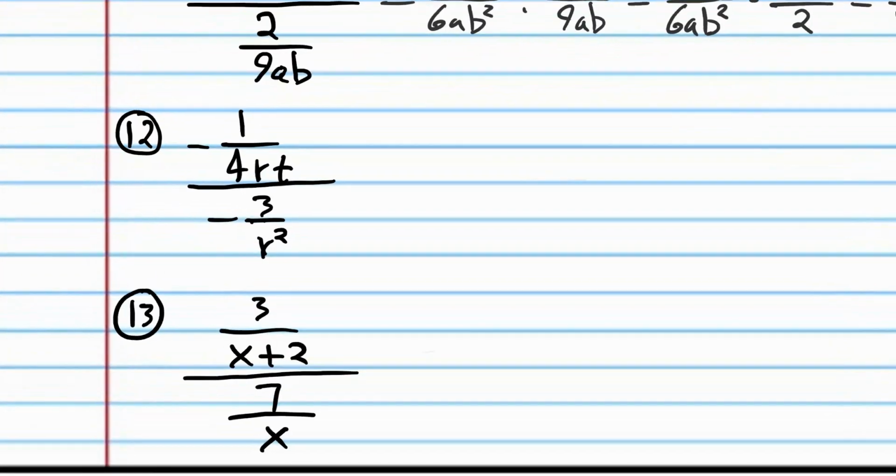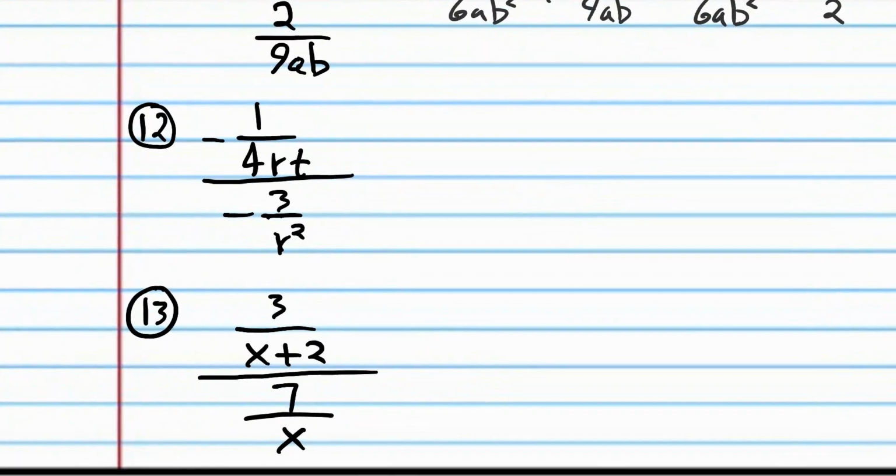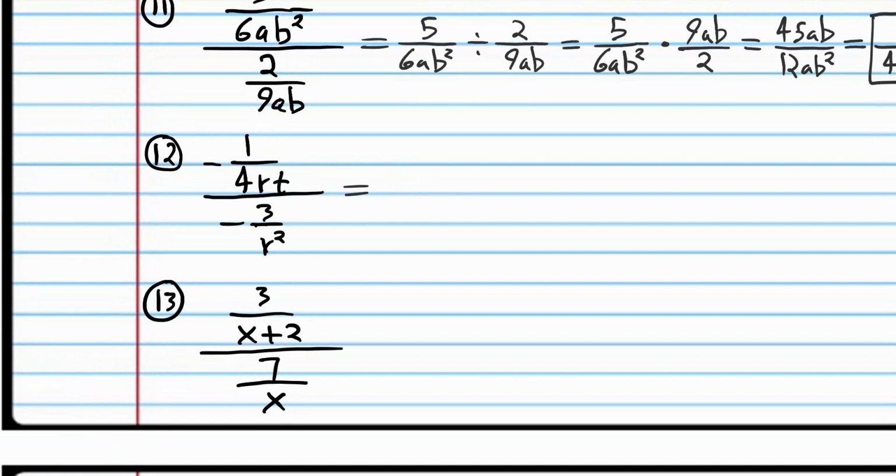All right, on to number 12. Try number 12. When you come back, we'll do it together. All right, we're back. We've got to use parentheses because, again, we're not allowed to put a negative right next to the division symbol.